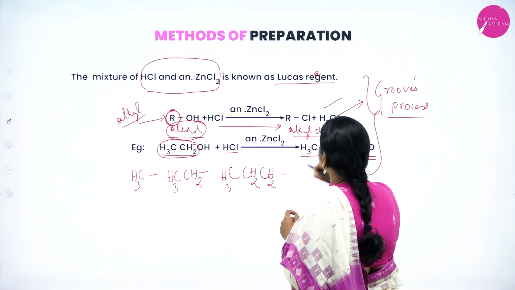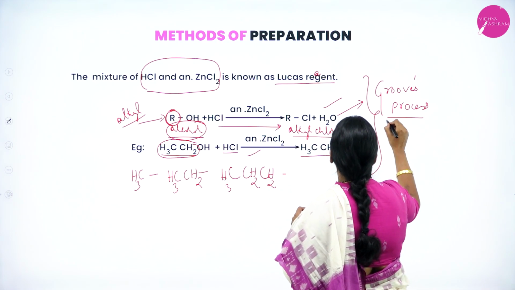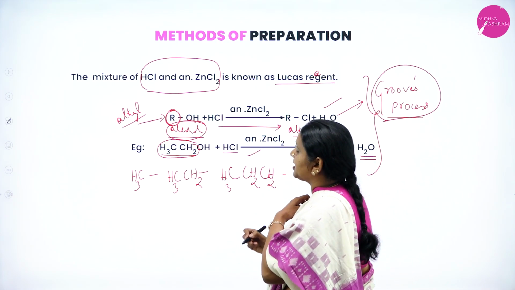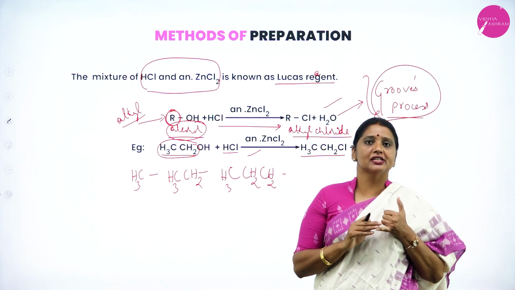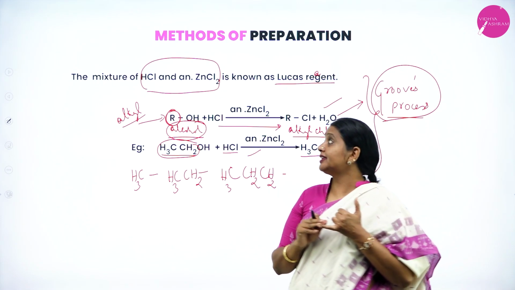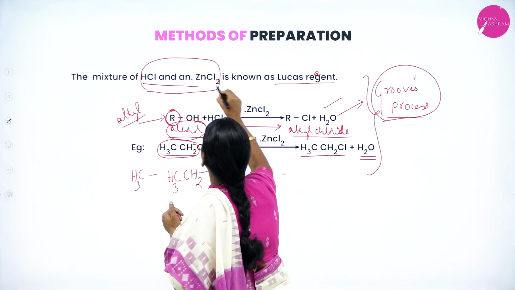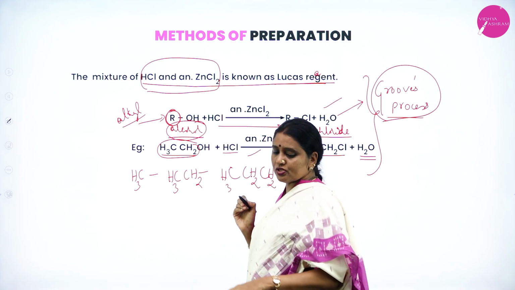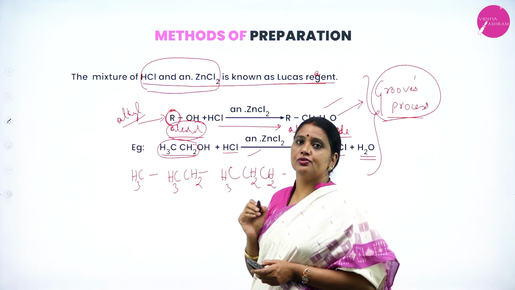This is the general equation and this is an example. And what's the name of this reaction or process? It is known as Groove's process. And the mixture of HCl and anhydrous zinc chloride is known as what? Lucas reagent.